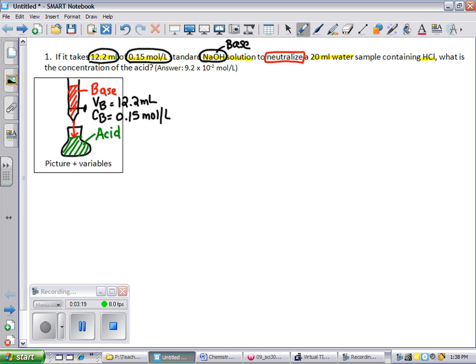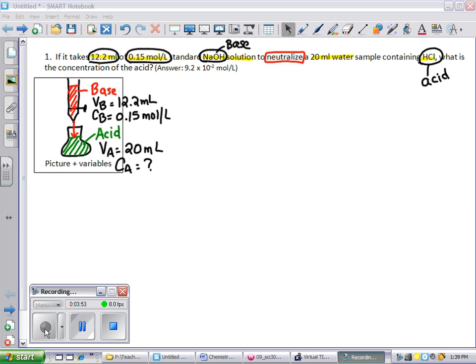If we keep reading the question, it says that the NaOH solution was used on a water sample containing HCl. So HCl is our acid, because it is the strongest acid in our acid-base table as well. Hydrochloric acid should be an acid that you know for the diploma. So the volume of acid given, which we'll call VA, is 20 milliliters. And the question is asking us to find the concentration of the acid, so we will put Ca equals question mark.